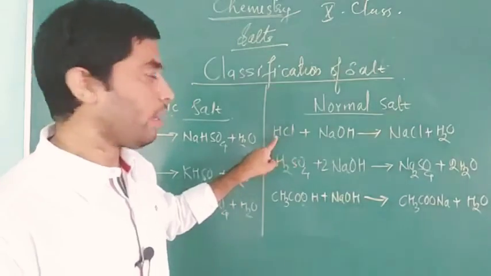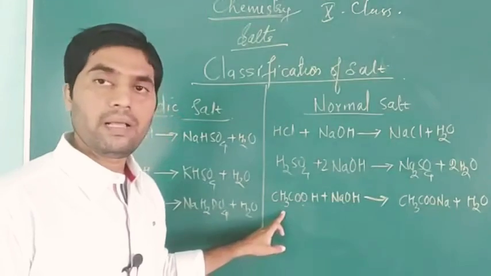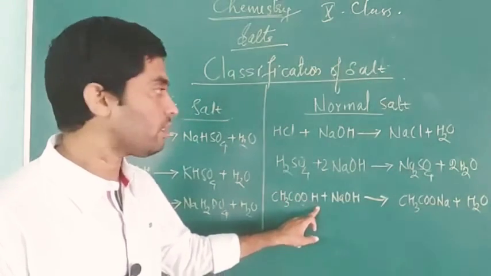Hydrochloric acid contains one replaceable hydrogen, sulfuric acid contains two replaceable hydrogens, and acetic acid contains one replaceable hydrogen.